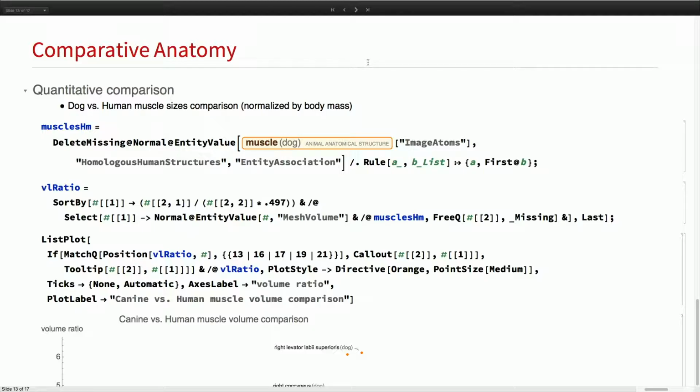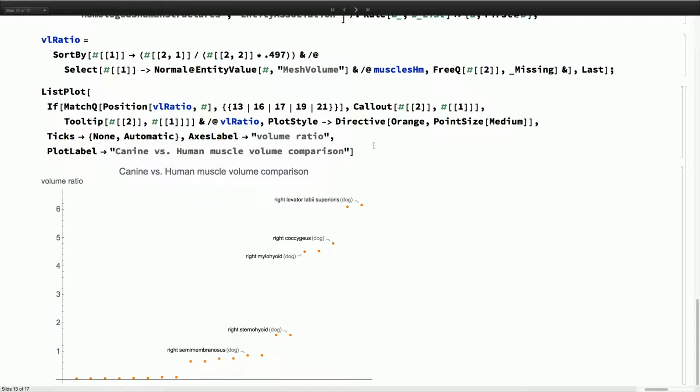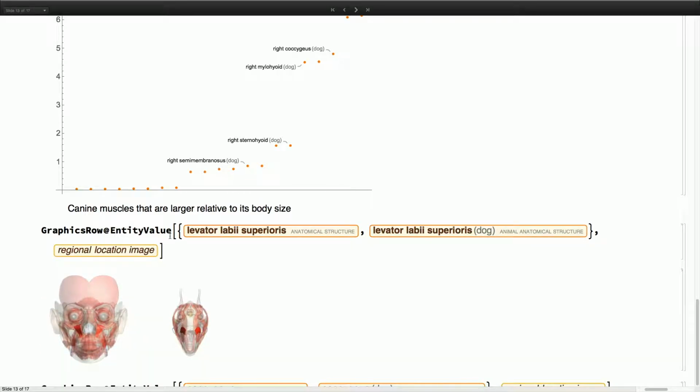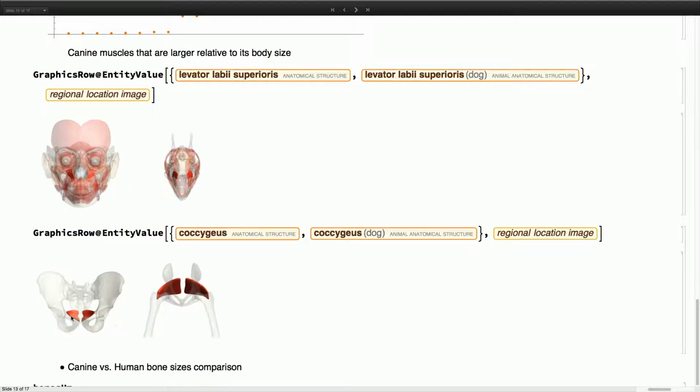And we can also quantitatively compare their structures. For example, here we compare the muscle sizes between dogs and humans, and we compare the volume of the muscles normalized by their body mass. And this plot tells us that dogs have some muscles that are larger relative to their body sizes. And we can locate those muscles using this regional location image. And these are the facial muscles and some tail muscles.